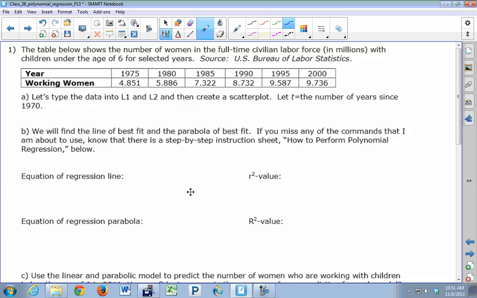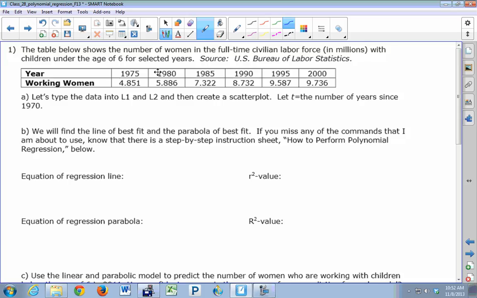Okay, so where would we start? Well, we always start with putting the data into our calculators, and you can call it list 1, list 2, list 3, list 4, whatever you want. But remember, when we work with the data, to keep our numbers small, especially our constant value, you want to use something like let t equal the number of years from 1970 or 1975.